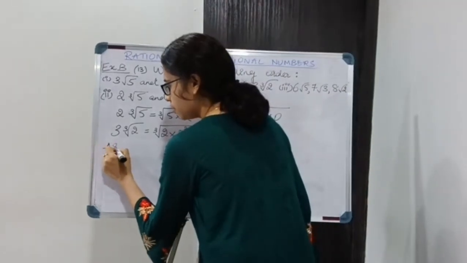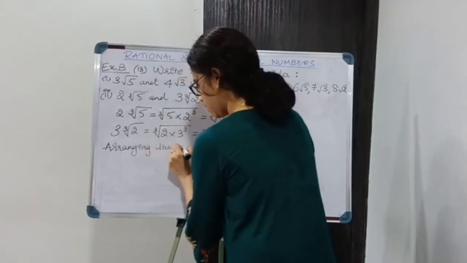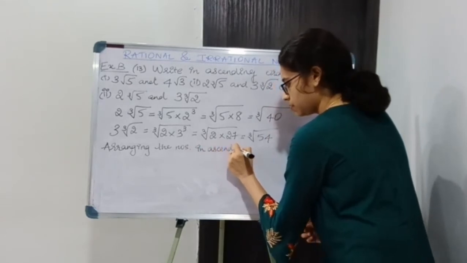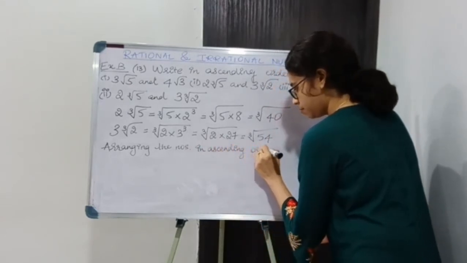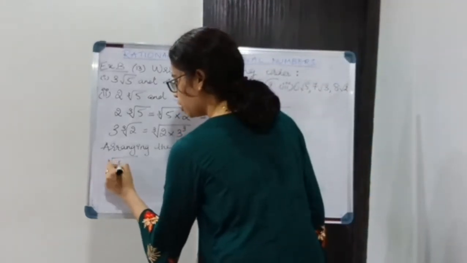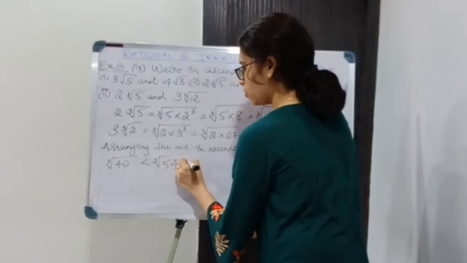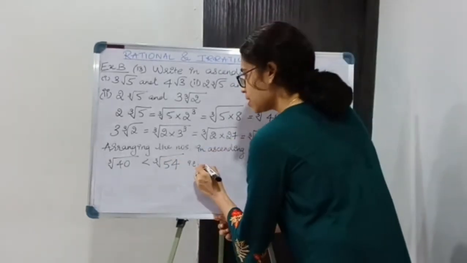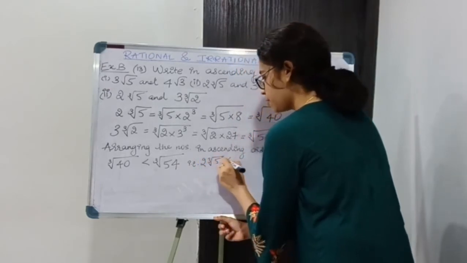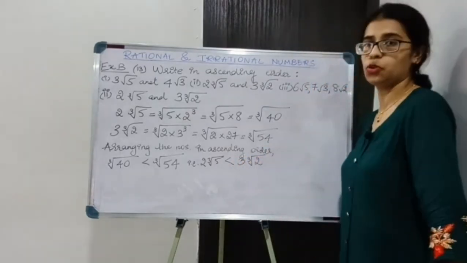So arranging the numbers in ascending order, we'll get cube root of 40 is less than cube root of 54. Original wala numbers we'll replace, that is 2 cube root of 5 and 3 cube root of 2.